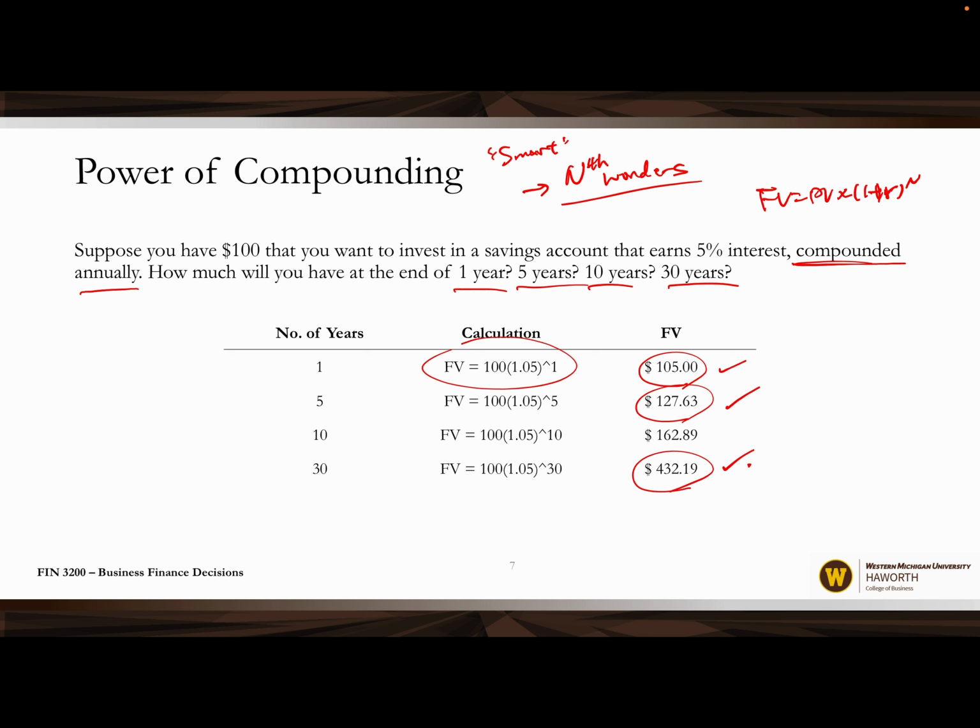After year 1, you only got like a 5% return, but after many years, your return just snowballs. So that's why people say you should start investing early, however small the amount is.